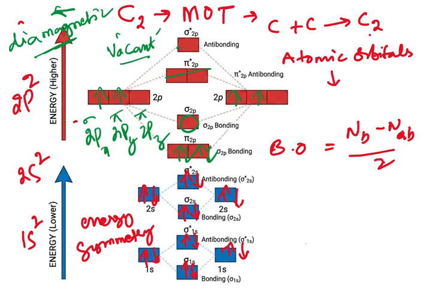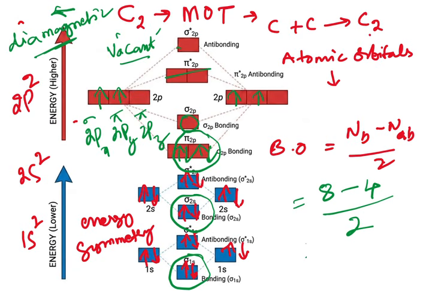Now we can count the electrons in the bonding molecular orbitals: sigma 1s2, sigma 2s2 and pi 2p4. So the number of bonding electrons is 8, and for anti-bonding orbitals there are 4, sigma star 1s2 and sigma star 2s2 together 4. Divided by 2, you get a bond order of 2. Between carbon and carbon, there are 2 covalent bonds present.